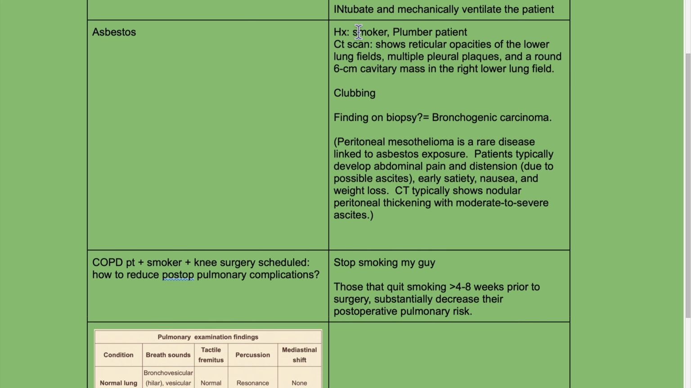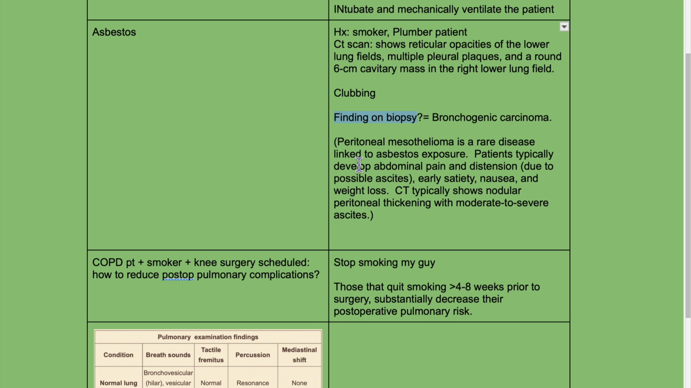Asbestos. History here: smoker. It could be a smoker and a patient who works as a plumber. CT scan will show reticular opacities of the lower lung fields, multiple pleural plaques, and around 6 centimeter cavitary mass in the right lower lung field. You will see clubbing, and finding on biopsy will be bronchogenic carcinoma.